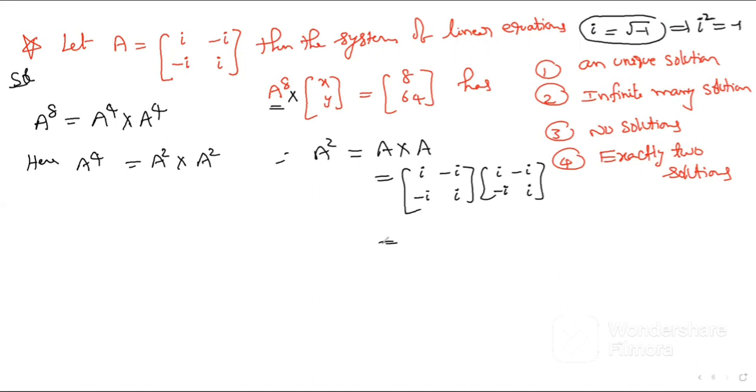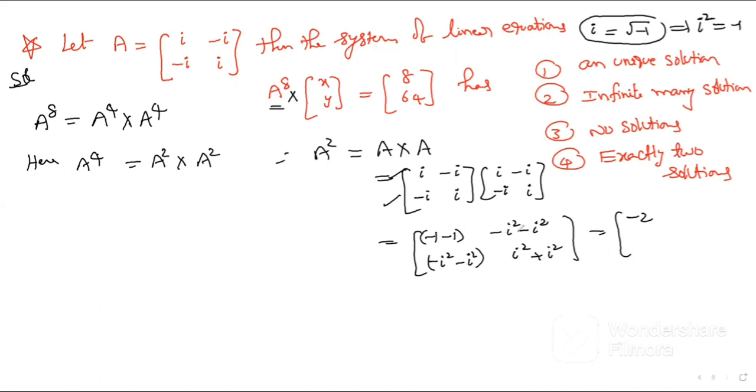Okay, now we should multiply these two matrices. What we get here? First row multiply with first column: i into i, i square is minus 1. Then minus i into minus i plus i square, it is also minus 1, minus 1, minus 1. Next, here minus i square, here minus i square. Next, second row multiply with first column, what we get? Minus i square, minus i square. Second row multiply with the second column, i square plus i square, so it is going to be minus 2.